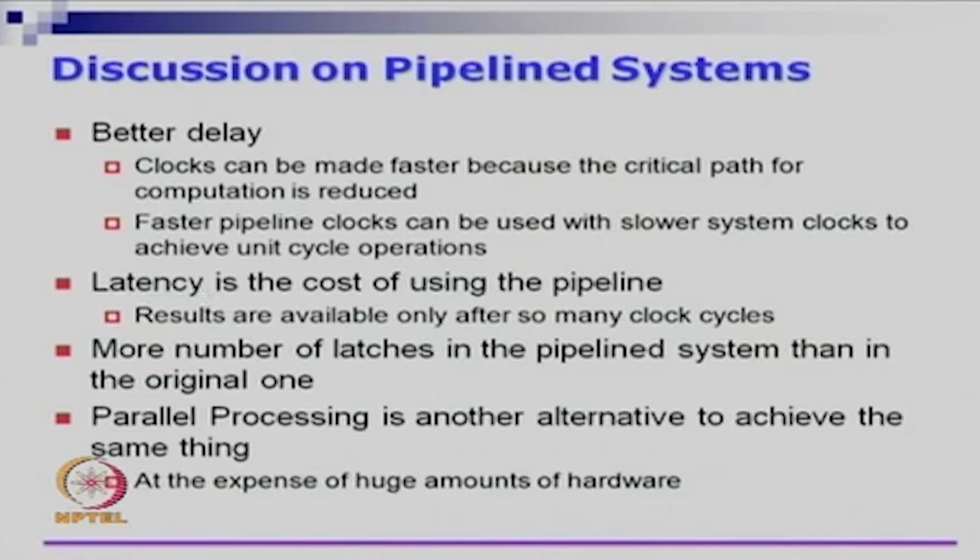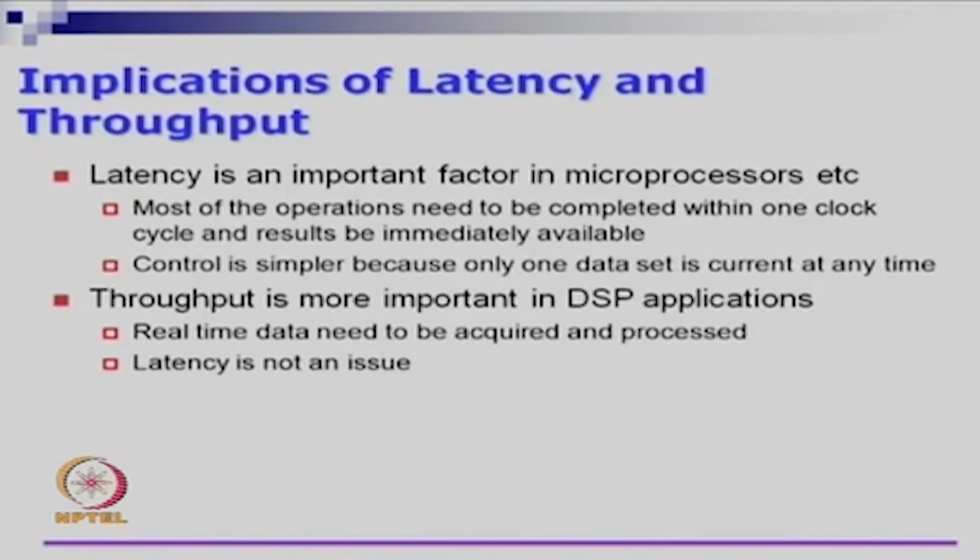The results are not going to be in the current cycle itself, you are going to take 2 cycles, or if it is a 3-stage pipeline it will be 3 cycles and so on. And if you start putting in more and more pipeline registers, the latency will become higher and higher. We also discussed that parallel processing and interleaving are 2 different alternatives with which you can do similar things. So, you can achieve the performance of pipelined circuits by doing either interleaving or parallelizing.